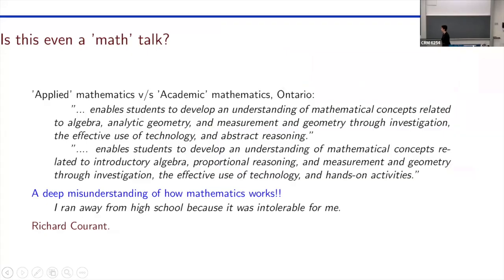I think it's so interesting that all of this fascinating phenomena occur and they're all related. At first glance it doesn't have anything to do with an understanding of mathematical concepts related to algebra, analytic geometry, measurement and geometry. As Quran says, if that's all you learned, only the boring facts, without thinking about melting chocolate, you'd run away from high school. That's what Quran said.